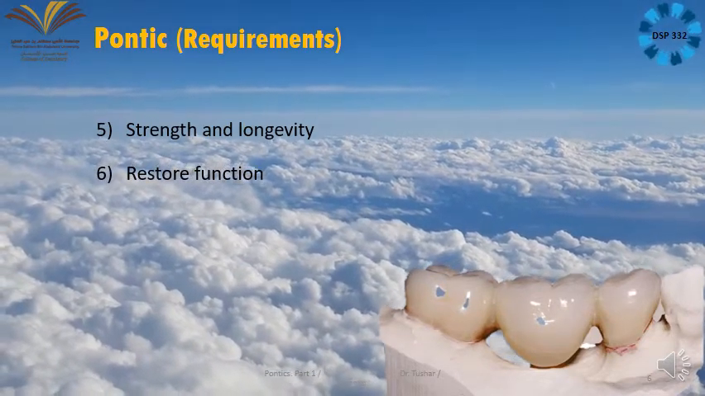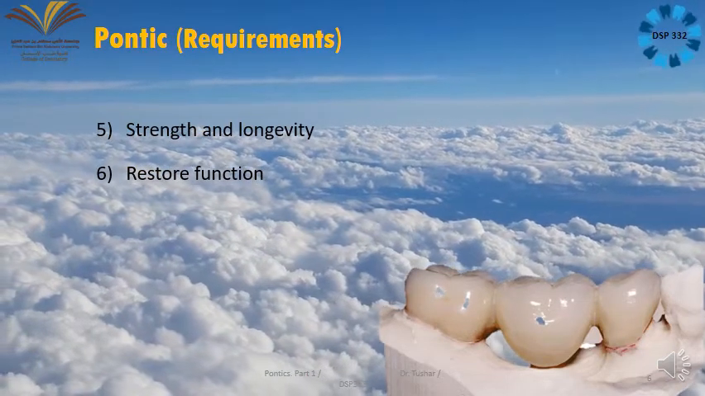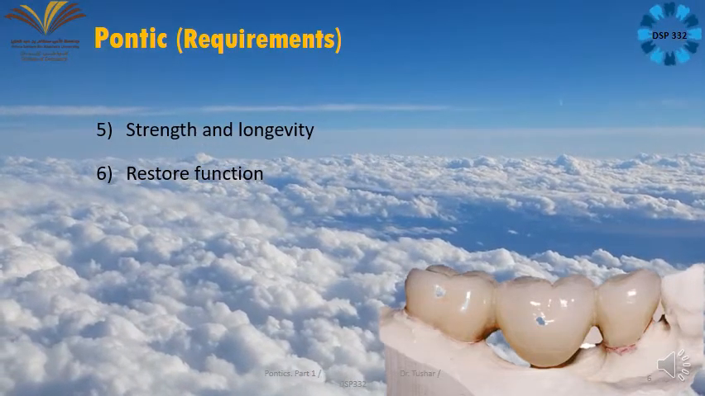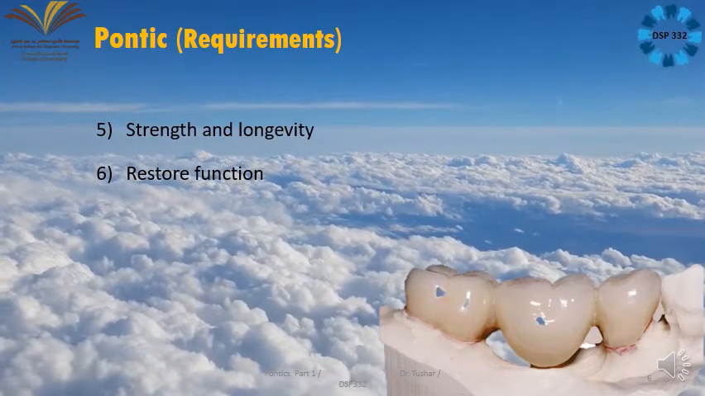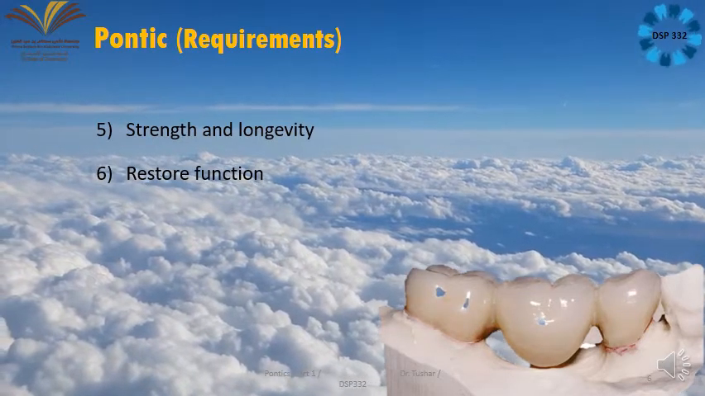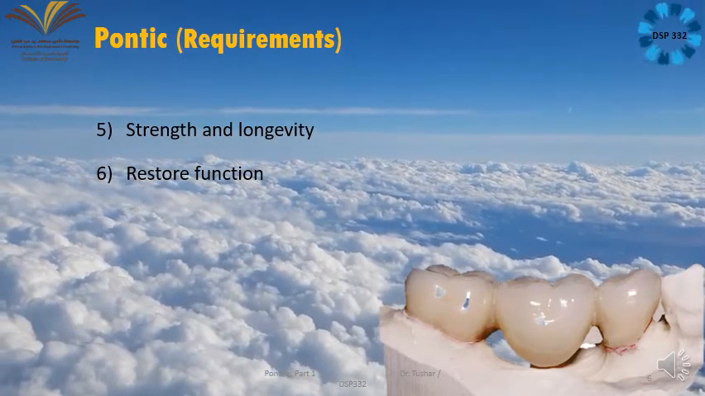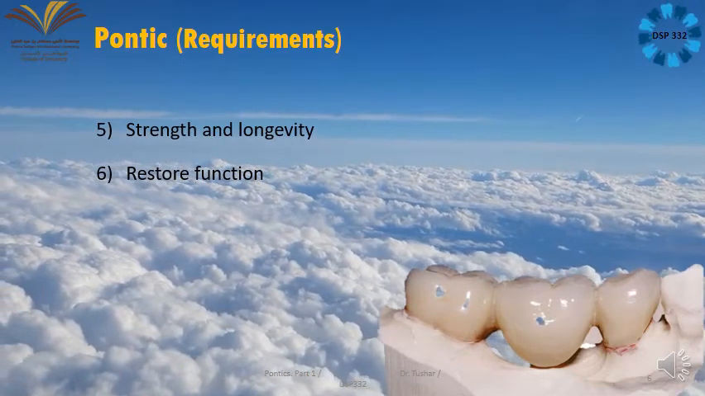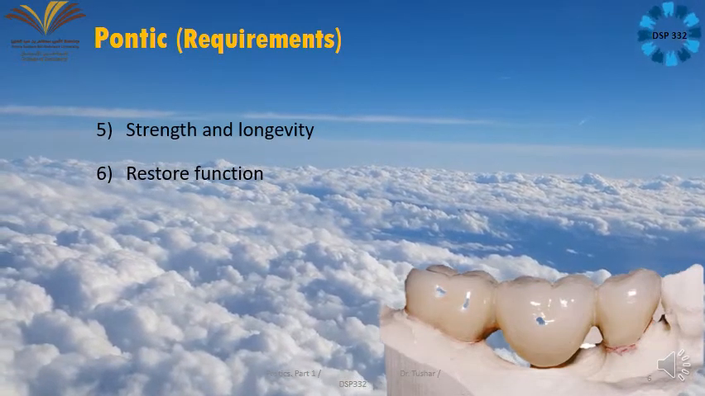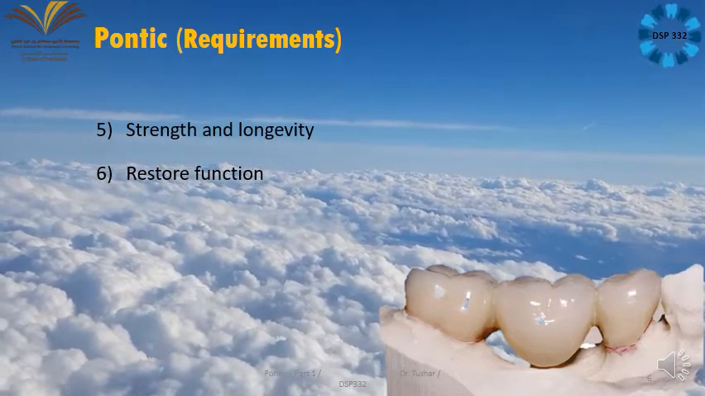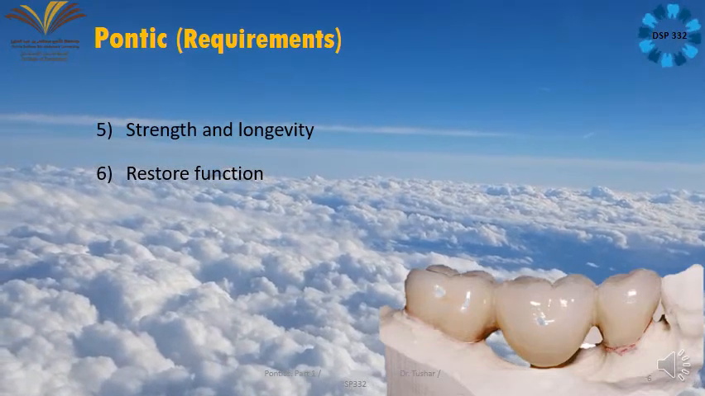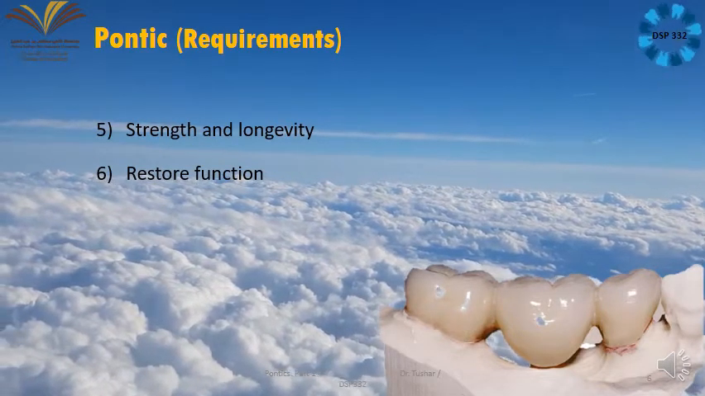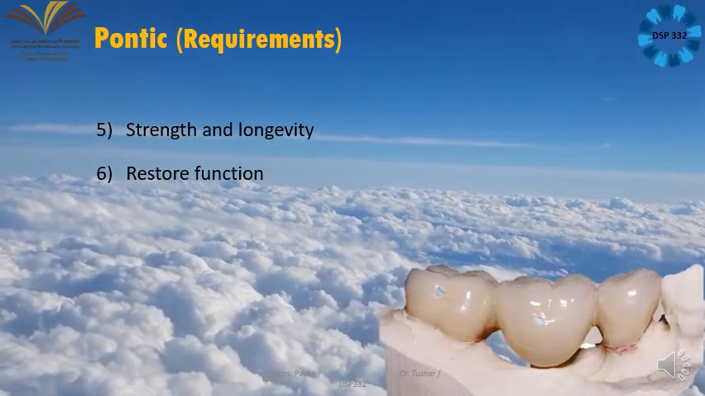Restores the function. Whatever function has been lost because of the loss of that particular tooth, if it is a molar tooth, we are going to lose the masticatory efficiency. Masticatory efficiency, understood? Right. So we have already lost the masticatory efficiency. When you replace that missing natural tooth with a Pontic in a fixed partial denture, you are going to restore all the functional requirements. If it is an anterior tooth, then it concerns the aesthetics, the beauty of the patient. Whatever aesthetic is lost will be restored by your Pontic.